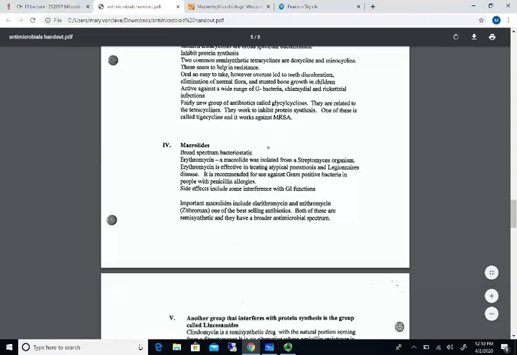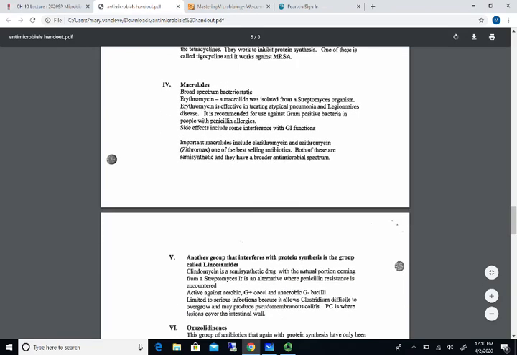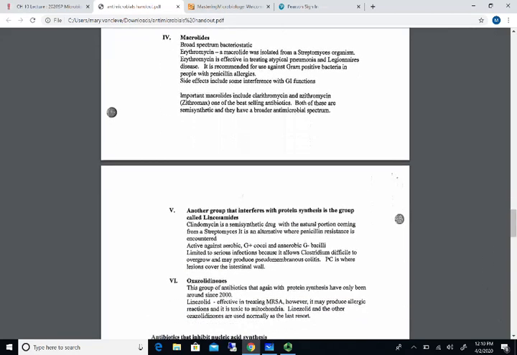These are going to, of course, reduce the numbers of bacterium. Erythromycin is a very common macrolide. We use it for a number of different things. Treating atypical pneumonia and Legionnaire's disease are two of such things. Very effective against gram-positive bacteria. It does have some side effects.